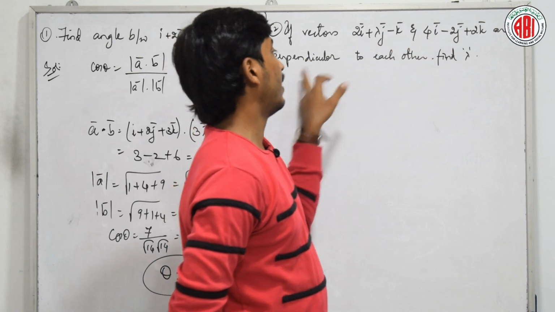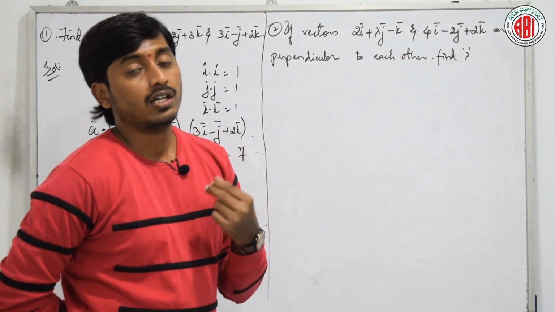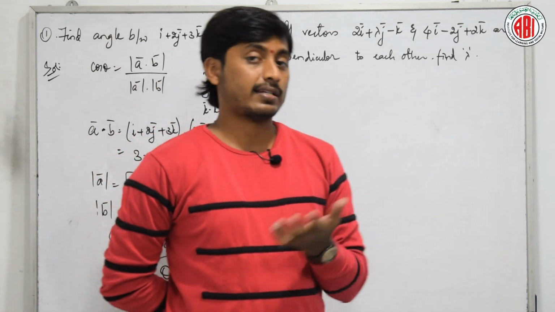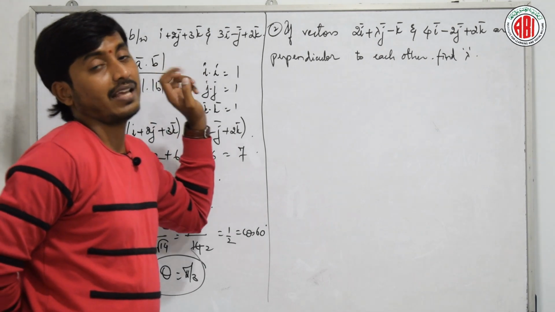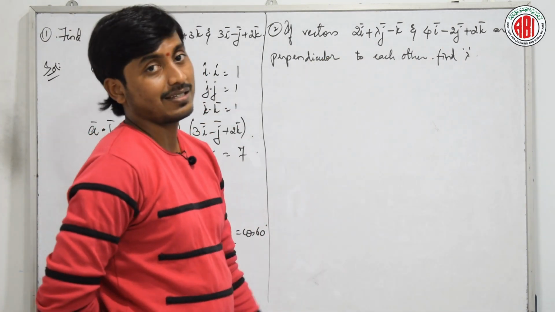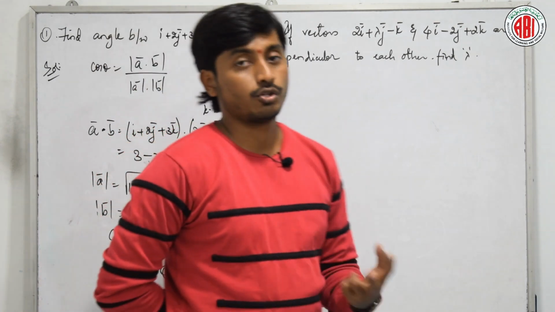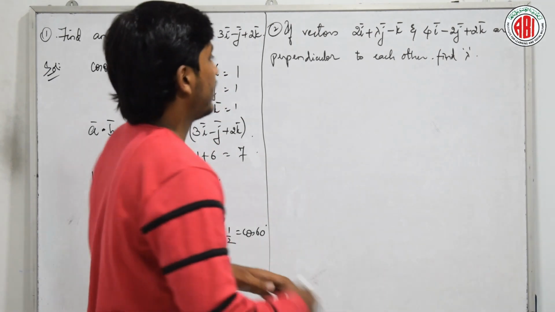See this question. If these vectors are perpendicular to each other, what was the condition we learned just now? Perpendicular to each other means cos 90 is 0. Therefore, the numerator itself is 0, which is A dot B is 0, which means the dot product of these two vectors is 0. Then we can say that those two vectors are perpendicular to each other.